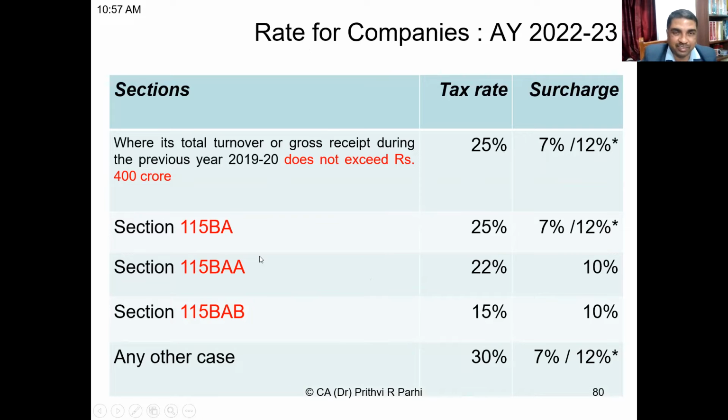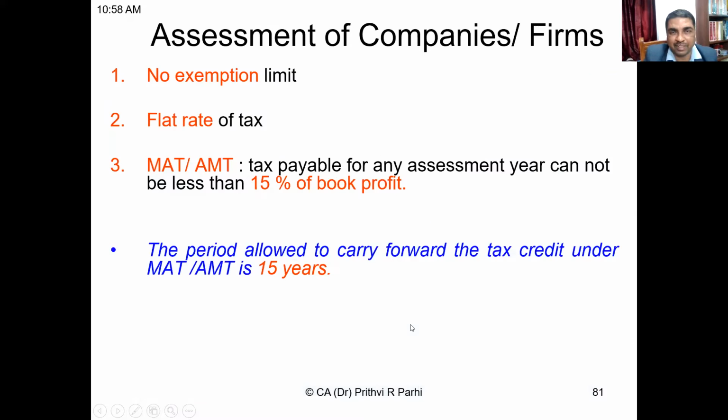In certain situations, even if turnover doesn't matter, the company can pay at 25%. And here also, in this particular situation, if the company opts for 115BAA, the company will be paying tax at 22%. And under section 115BAB, the company pays tax as low as 15%. And these are the surcharge rates. It might be 7% or 12%, maybe 10%, maybe again 10%. In any other case, the company may pay tax at the rate of 7% or 12%. So this is the normal rate applicable to a company.